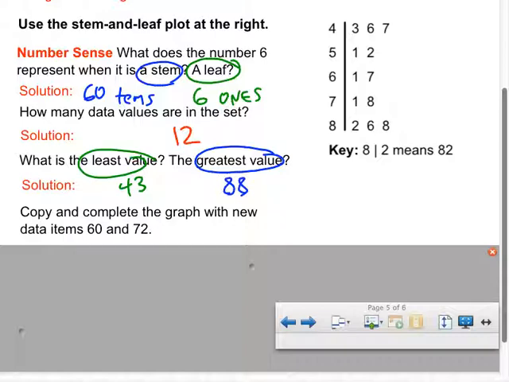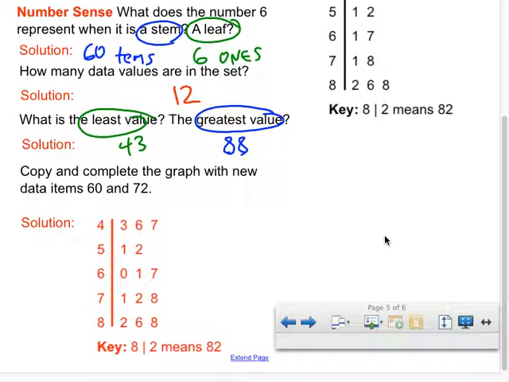Show it to me. Nice, you got it. Go ahead. Okay, here's the reveal. Check your work with what I have. That's the answer.